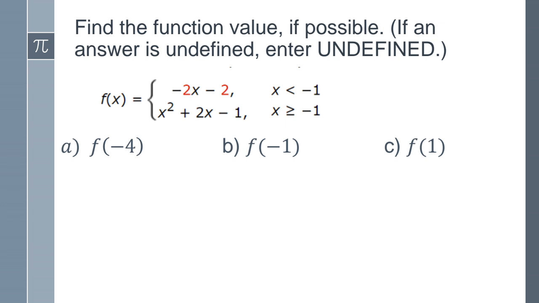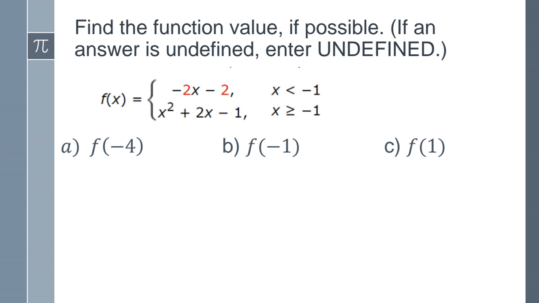So if they ever give me any value that is less than -1 to evaluate, I'm going to use this first part of the equation. But for the second equation, for the domain, I have a restriction. I'm only interested in all the x values that are greater than or equal to -1. So if they give me -1 or any value greater than -1, I need to evaluate the function using this piece of the function. Okay, so let's get to it.